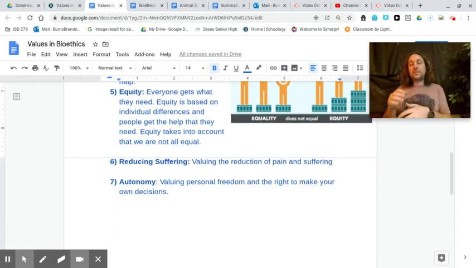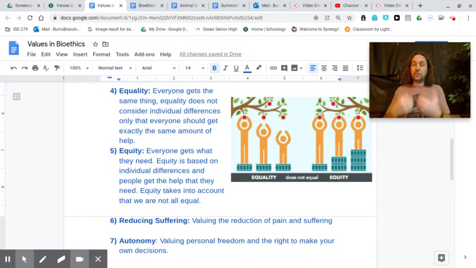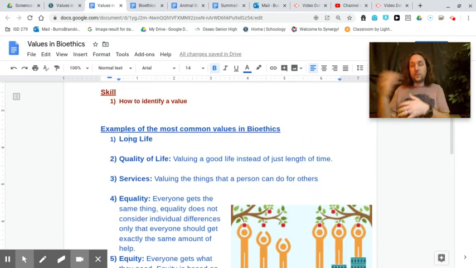Two other common values are the values of reducing suffering. So decreasing the amount of pain or discomfort that a person might have. And then autonomy, a super important one in the field of bioethics, which is valuing personal freedom and the right to make your decisions about your body and about what happens in your life, which often comes in direct conflict with some of the other ones, right? You might value your autonomy to decide you want something done for yourself, and the rest of the society might say no. There are other people with a better or more valid reason to have these resources.